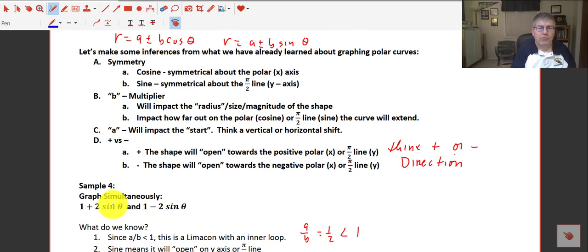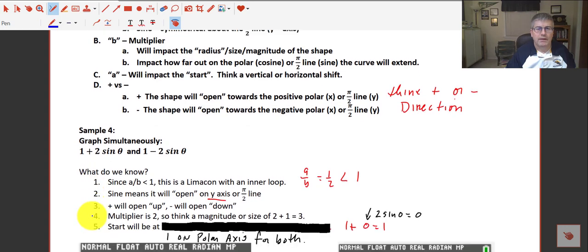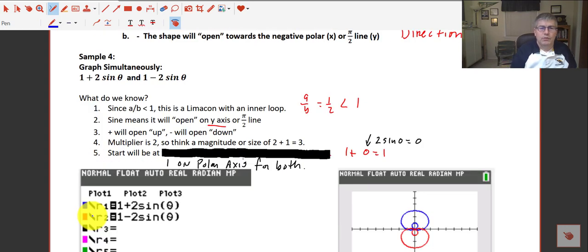So we're going to take a look at graphing a couple of these simultaneously. We'll look at 1 plus 2 sine of theta and 1 minus 2 sine of theta and see what those look like. Well, what do we know already about this? Since our A divided by B is less than 1, A over B is 1/2, so it's less than 1, this is going to be a limacon with an inner loop.